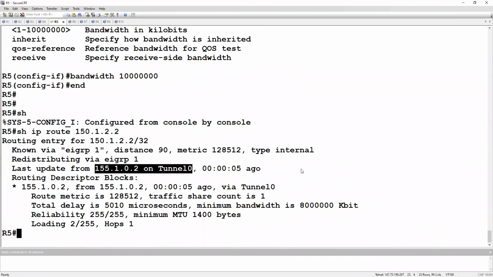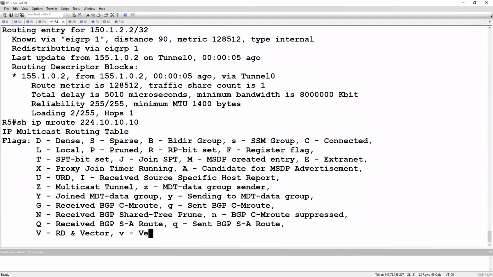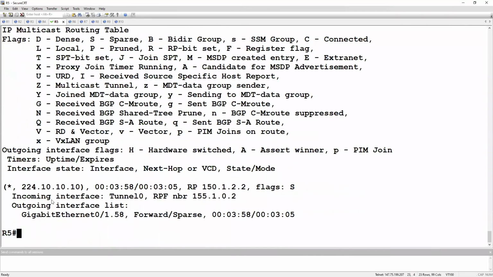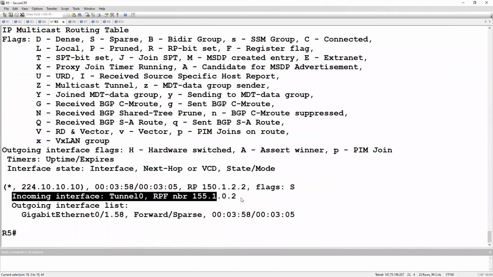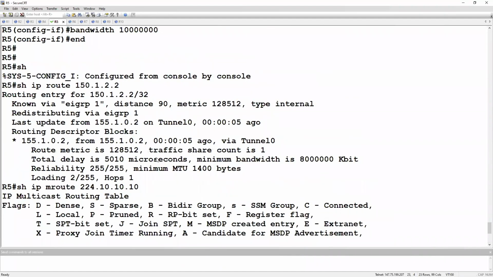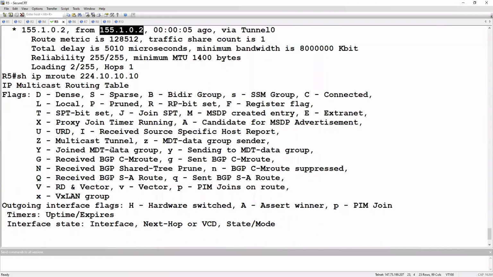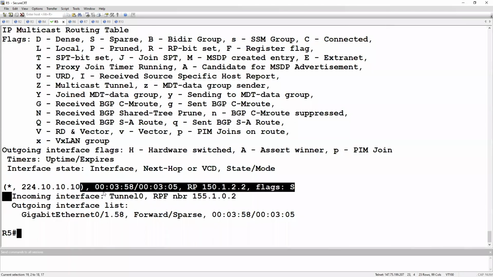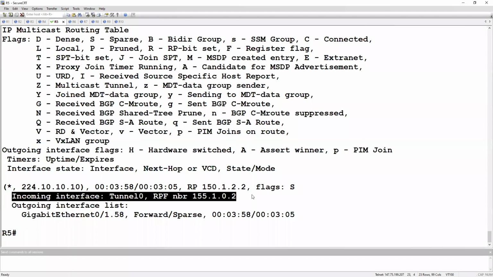Okay, what this affects is the multicast routing table. If we now look at the show ip mroute for 224.10.10.10, we should now see the incoming interface as the tunnel and the reverse path neighbor is router 2. So in other words, whatever direction the unicast routing is forwarding is the opposite of the multicast flow. So the outbound unicast interface is going to be the inbound multicast interface.